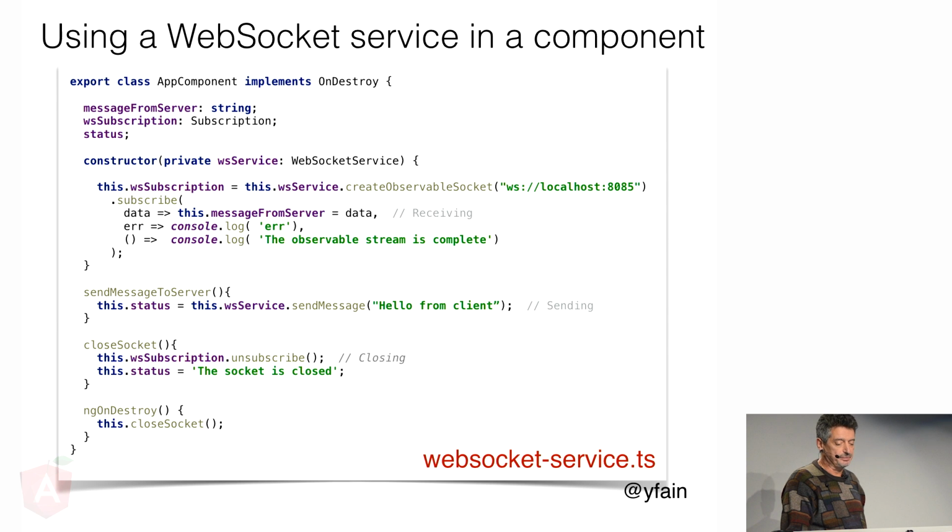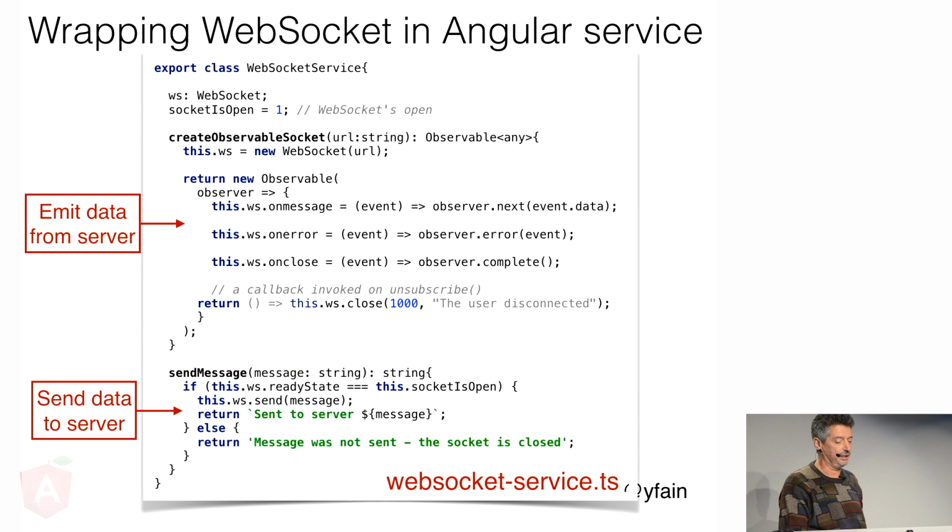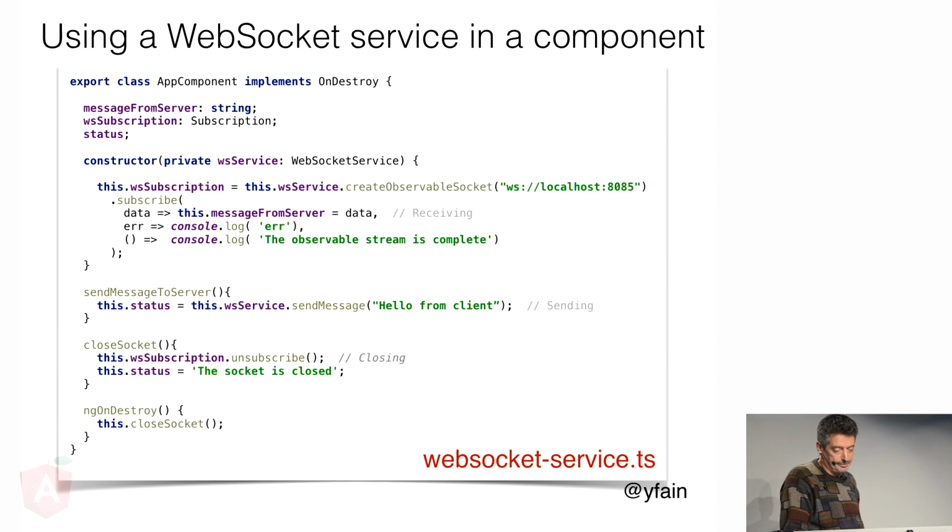Now, how do you use it in the component? In this case, I already created a WebSocket service, right? I inject it into the component. And what do I do in there? I invoke this.wsService.createObservableSocket. I invoke a method in my service that I just showed you, right? Going back. I'm passing a URL, and I'm saying connect to it.